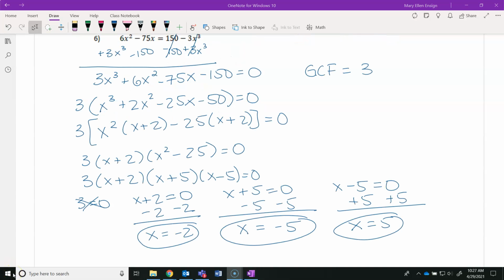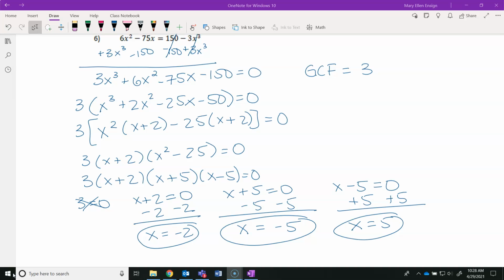Okay, so you can see here my work. You can pause it if you'd like and check your work. So I pulled out a GCF of 3 first, and then I still had my 4 terms. Then I have 3 times, now I'm factoring by grouping, so I pulled an x squared out of the first 2 and a negative 25 out of the last 2. That gives me x plus 2 times x squared minus 25, very similar to the last one.